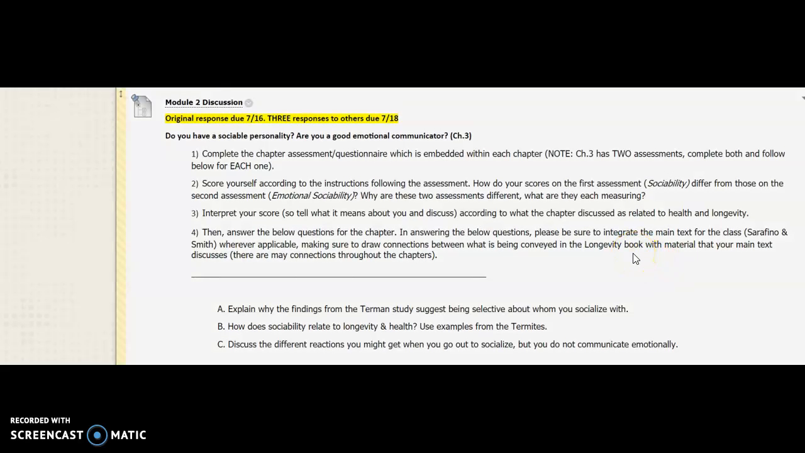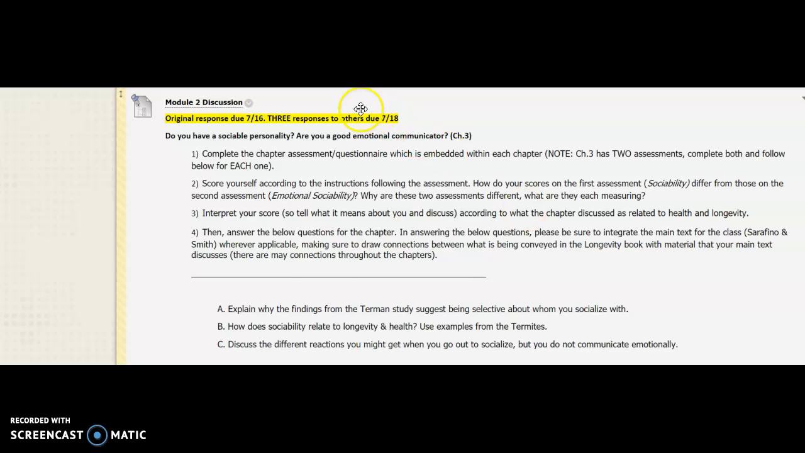So you're going to be taking the assessment, which you've done, I think, in the last chapter. So this is your second time doing an assessment. And there's actually 2 assessments in this chapter. One is for like normal sociability, like how social are you? And one is for emotional sociability. They're not the same. They're a little different. So you're going to take each assessment, you're going to score yourself, and then you're going to answer the questions below.